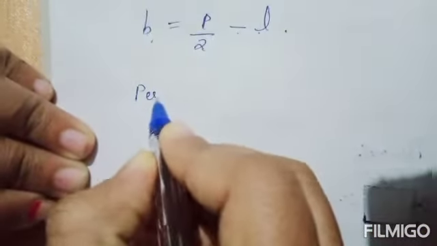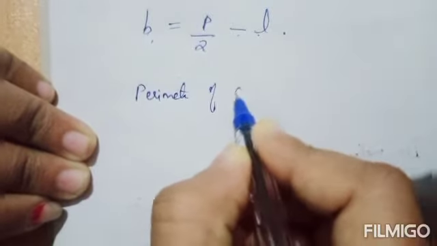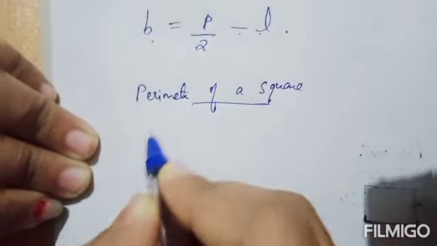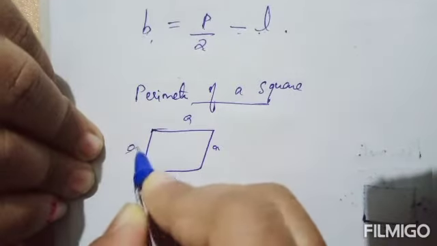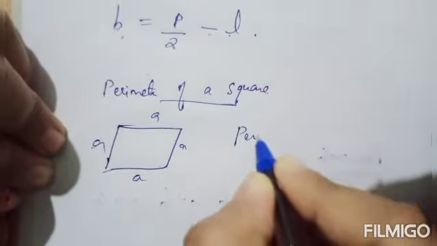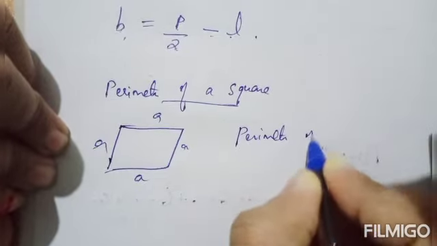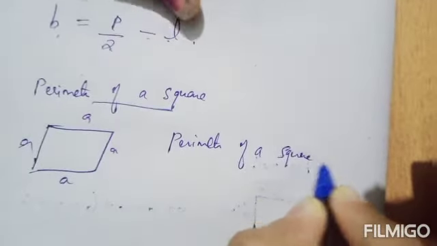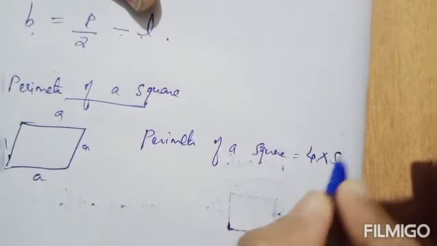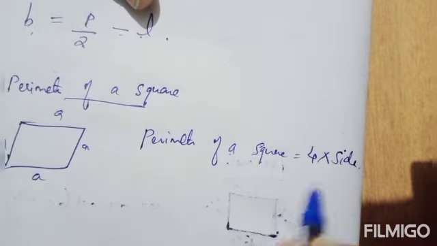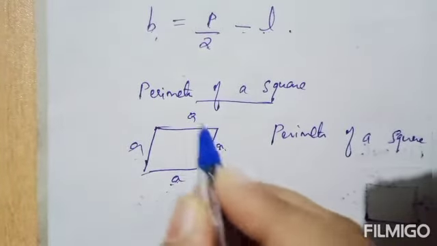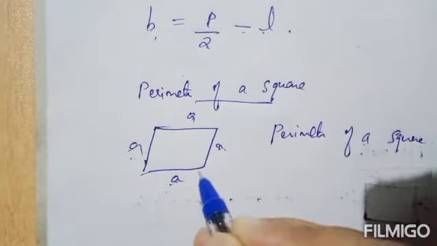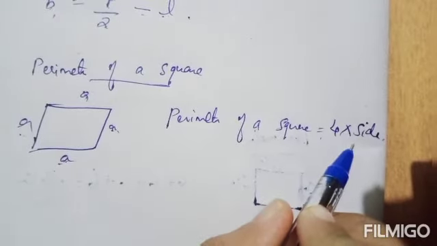Next, there is one formula for finding the perimeter of a square. So, in a square, you know, all sides are equal. The formula for finding the perimeter of a square is 4 into side. That is 4 times this side: A plus A plus A plus A, you will get 4 into A. That is the perimeter of a square, that is 4 into side.